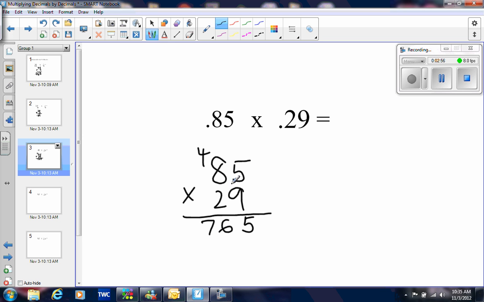And now I need to run the 2 through. This is really a 20 because it's in the tens place, and so I need to start with a 0. 2 times 5 is 10. 2 times 8 is 16, plus 1 more is 17. When I add those together, I get the digits 2, 4, 6, 5. Now as I go look up, I've got 1, 2, 3, 4 decimal places in my problem, and so I'd like to have 1, 2, 3, 4 decimal places in my answer.